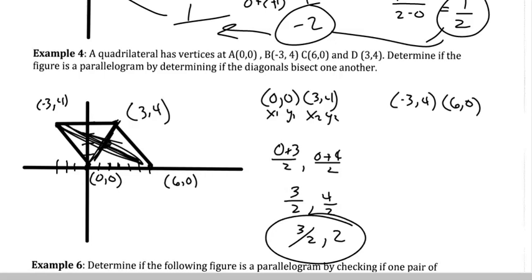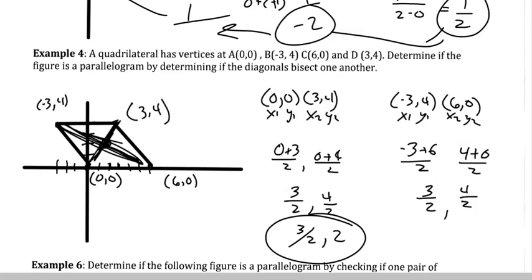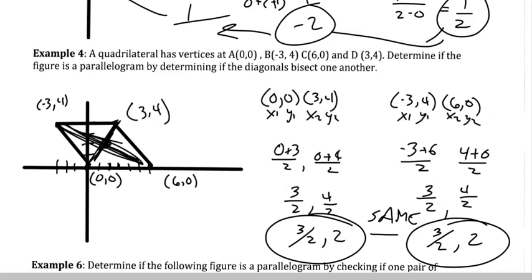Now, if the other diagonal has the same exact midpoint, then we know that they bisect one another. x1, y1, x2, y2. -3 plus 6 divided by 2. 4 plus 0 divided by 2. 3 over 2, 4 over 2. 3 over 2, 2. Do they have the same midpoint? Yeah, then that means they must cut each other in half.